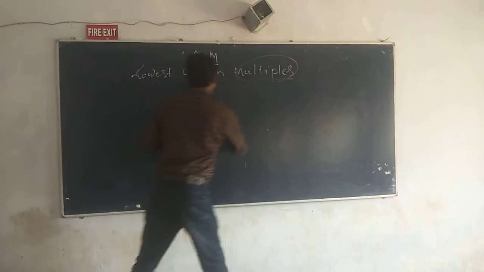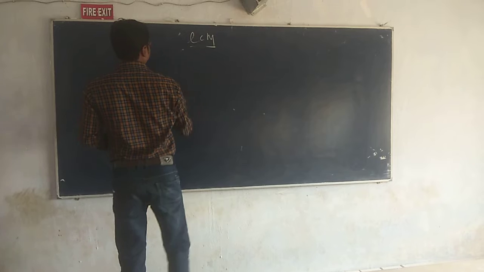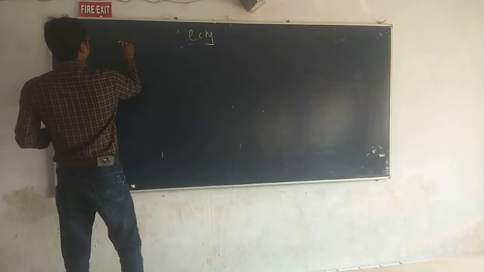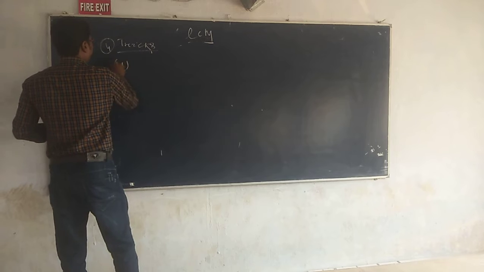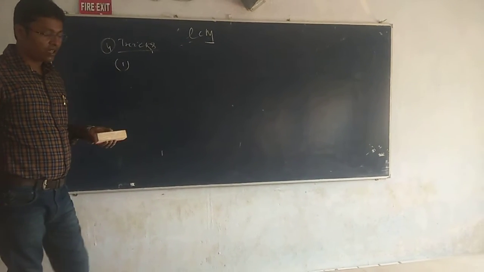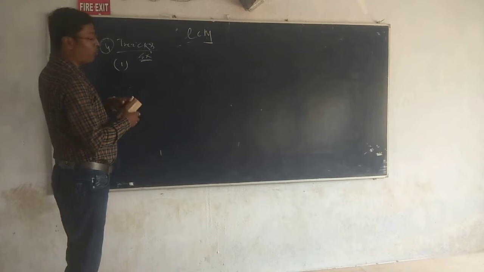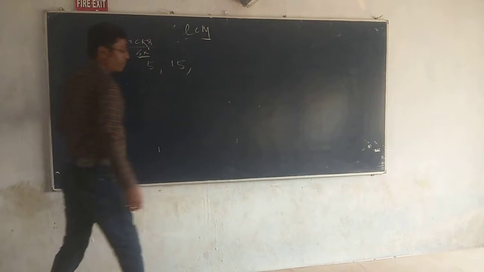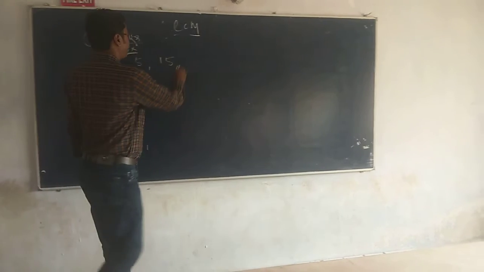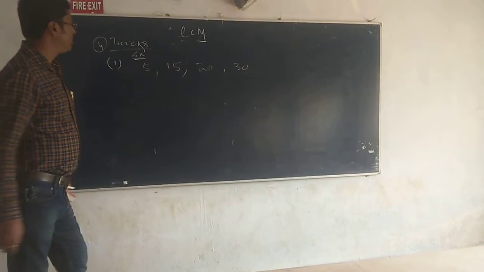What is your trick? So there are 4 tricks to find out the LCM, right? 4 tricks are there. The first one is your what? Suppose, take an example, your doubt will be more clear, your concept will be more clear. Suppose 5, 15, 20, 30. Okay? You have to find out the LCM.